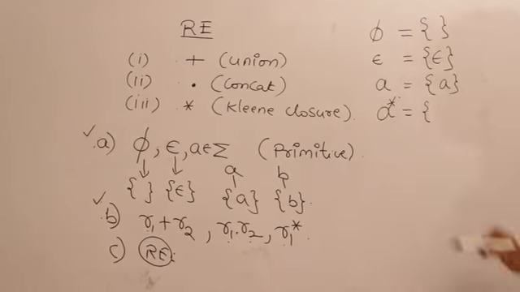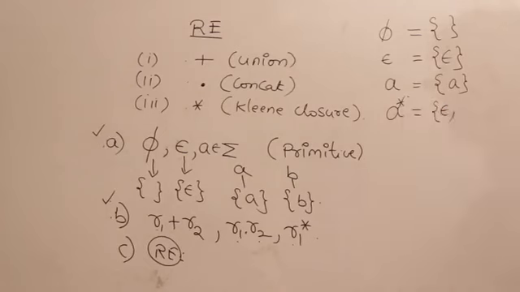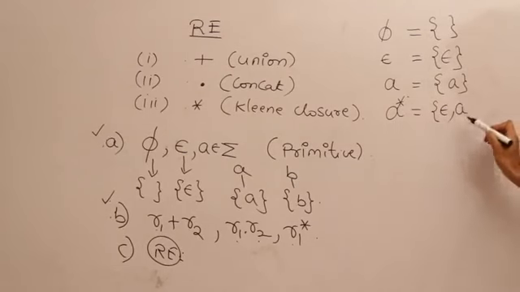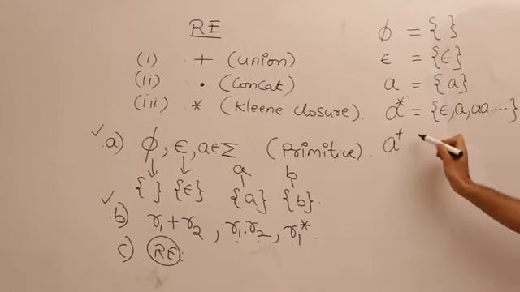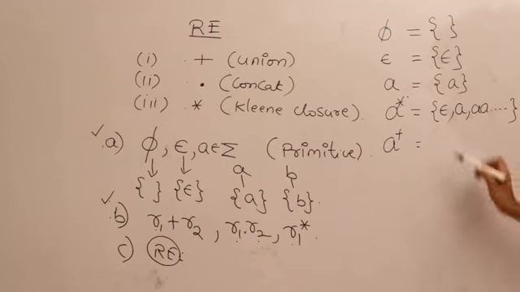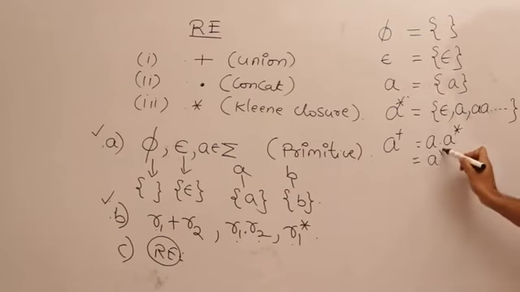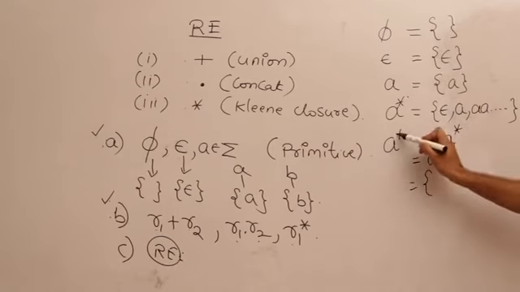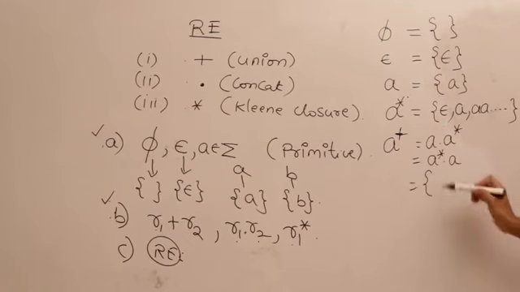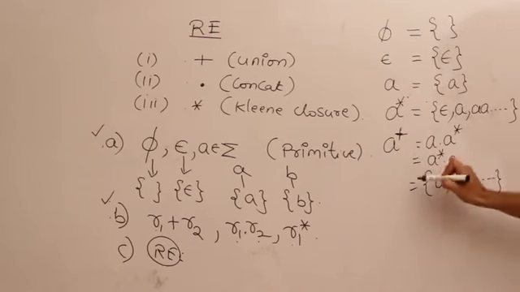So if I put 0 here, I get epsilon, a to the 0, which means a string of length 0. If I put 1 here, I get a. If I put 2 here, I get aa, and so on. And a plus is a special operator which is nothing but a concatenated with a star, or a star concatenated with a. In place of plus you can put any number except 0. So the starting number is 1, so it is a. If I put 2, it is aa, and so on. That is the main difference between these two.